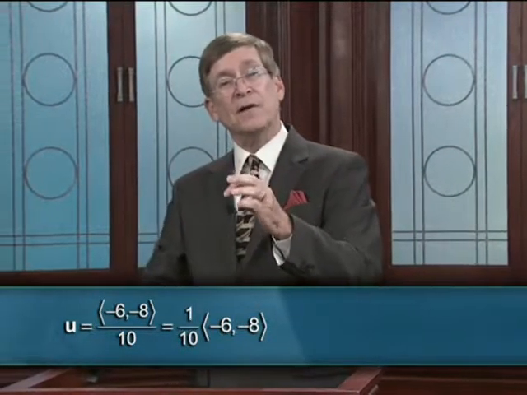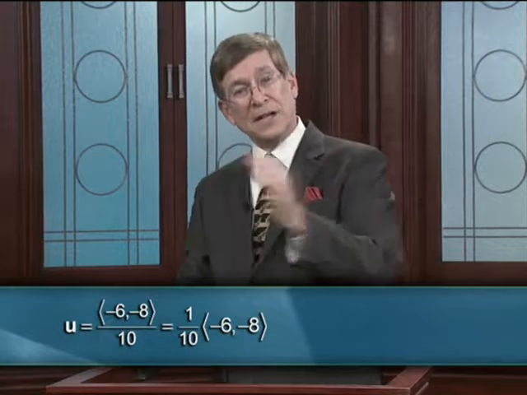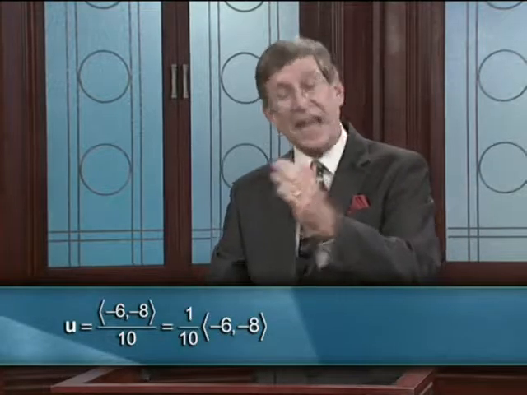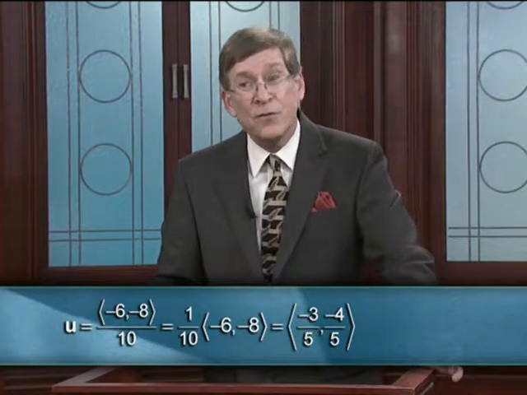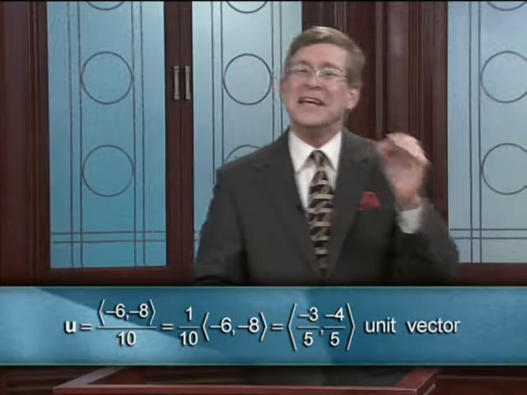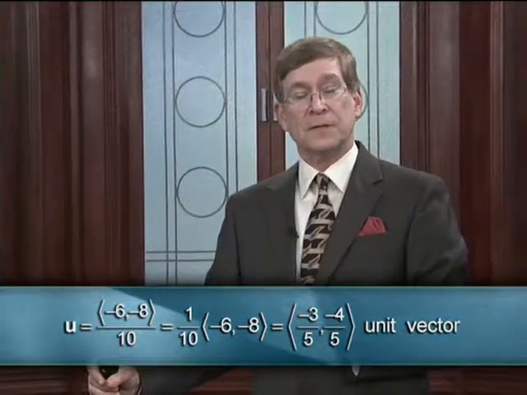Right. Take the vector and multiply it by 1/10, or divide it by 10. That will shrink it down to a unit vector. So 1/10 of the vector -6, -8 is, if you bring the 1/10 inside, scalar multiplication, -3/5, -4/5. And that is a unit vector. The length of that vector is 1. You can just check it.